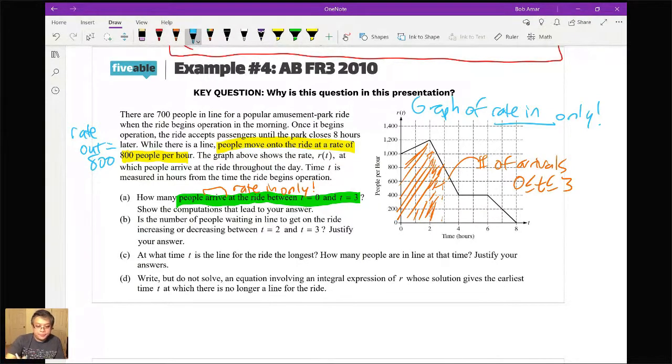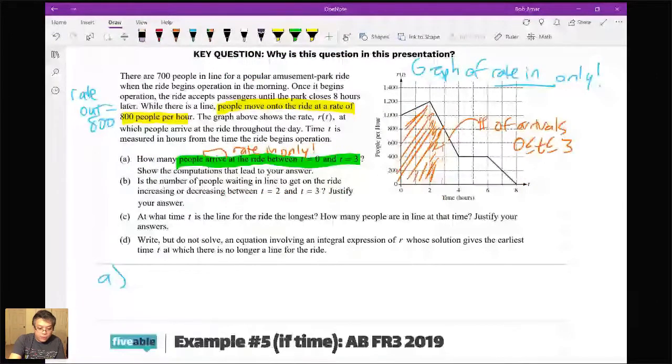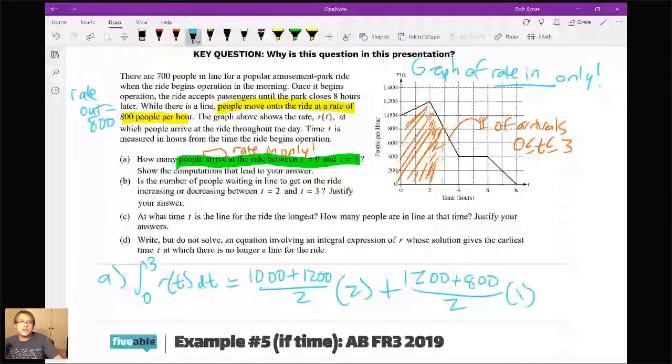So what I would do for part A is I would do the integral from 0 to 3 of r of t dt, only the rate in, and that's going to be 1,000 plus 1,200 over 2 times 2. This is an unequal trapezoid, so it's 1,200 plus 800 over 2 times 1. Now this isn't an approximation. This is an equals, because I'm not just estimating. This is the rate.